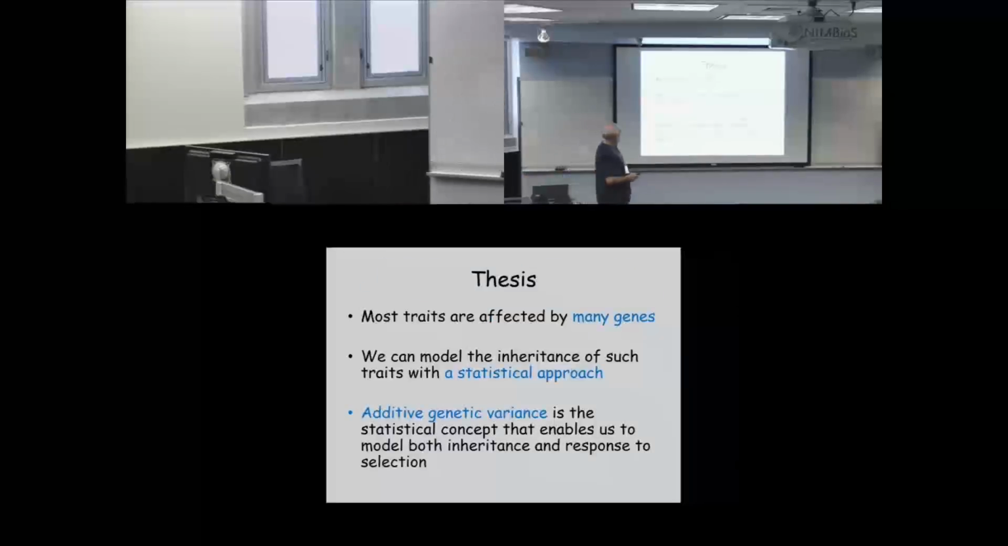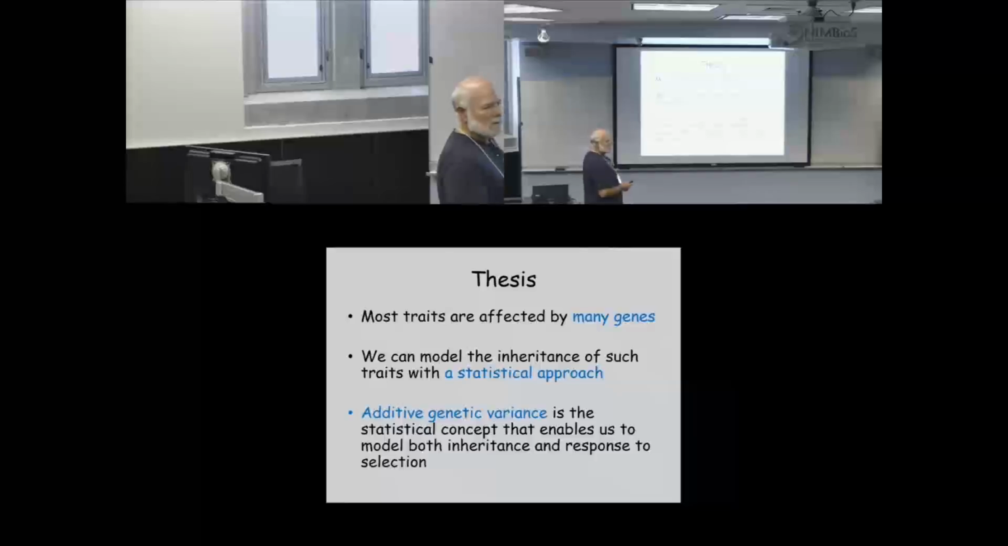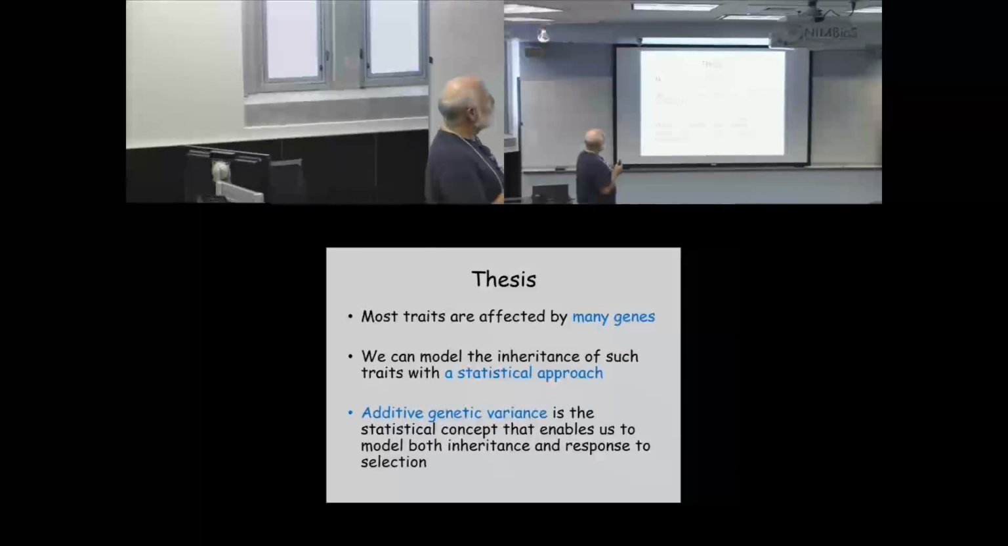All right, so here's our thesis, and you can go into the notes and drill down on these topics in great detail. I'm just going to keep it at the very most basic level so we have a simple takeaway. First of all, point one, here's our thesis. Most traits are affected by many genes. This is the point that Patrick was making, among others, in his talk. Secondly, we can model the inheritance of such traits with a statistical approach. Even if we've got thousands of genes, we can still use the statistical approach derived from Fisher's insights.